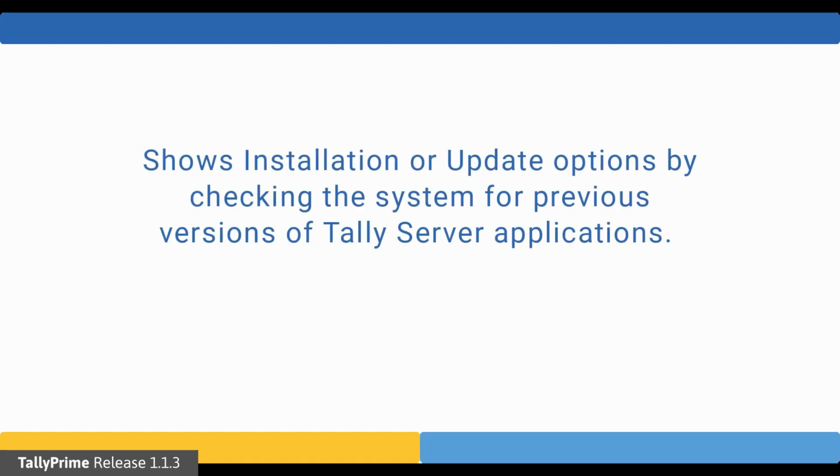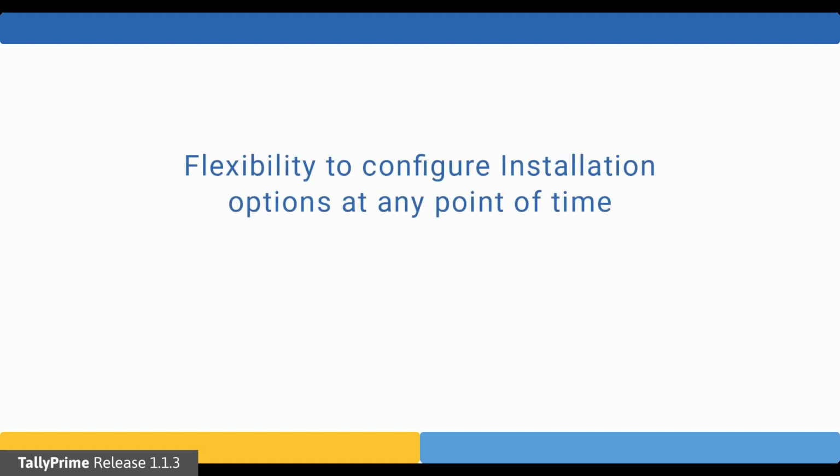if TallyPrime server is installed for the first time in the system, the installation options are shown. In case Tally Server 9 or older version of TallyPrime server already exists in the system, then the setup manager will show the update options by default. It handles all known user or technical situations that could potentially exist and informs you about errors or exceptions. Setup Manager also provides flexibility to alter installation configurations at any point of time.